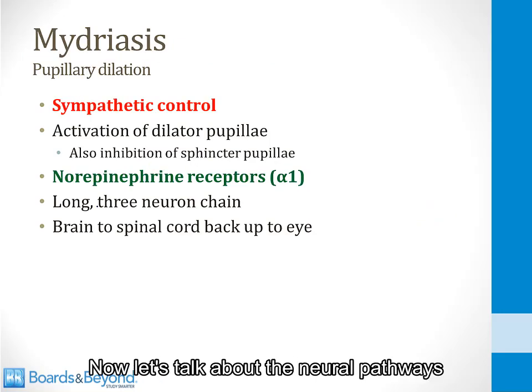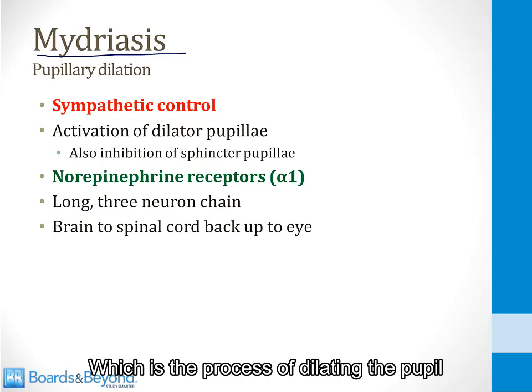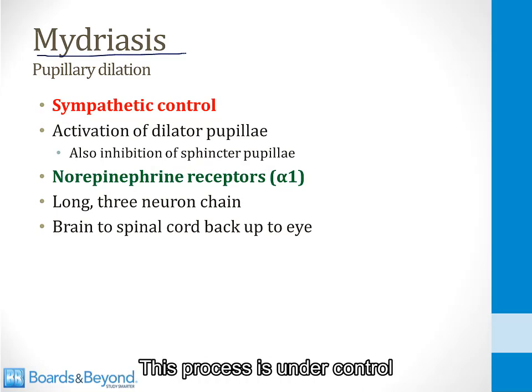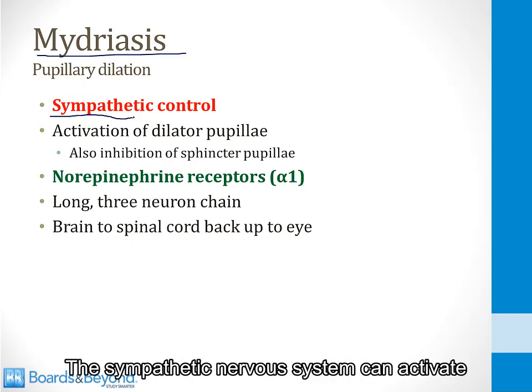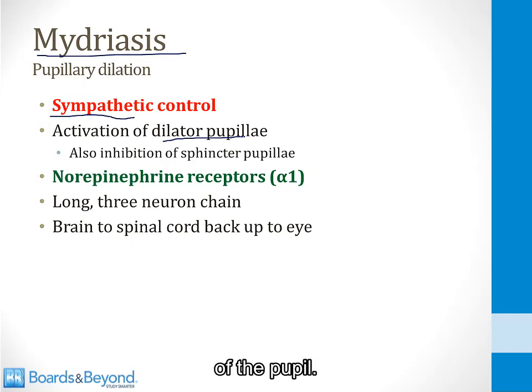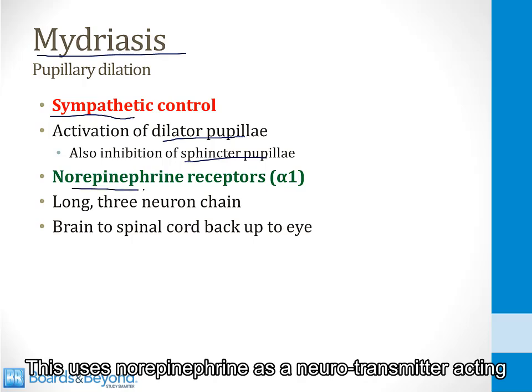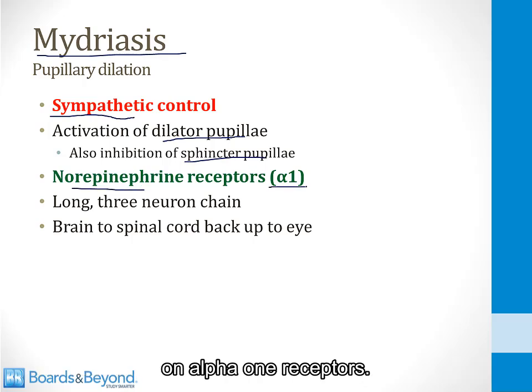Now let's talk about the neural pathways involved in mydriasis, which is the process of dilating the pupil and increasing its size. This process is under control of the sympathetic nervous system. Dilation of the pupil is part of the fight or flight response. The sympathetic nervous system can activate the dilator pupillae muscle to increase the size of the pupil. It can also inhibit the sphincter pupillae muscle. This uses norepinephrine as a neurotransmitter acting on alpha-1 receptors.